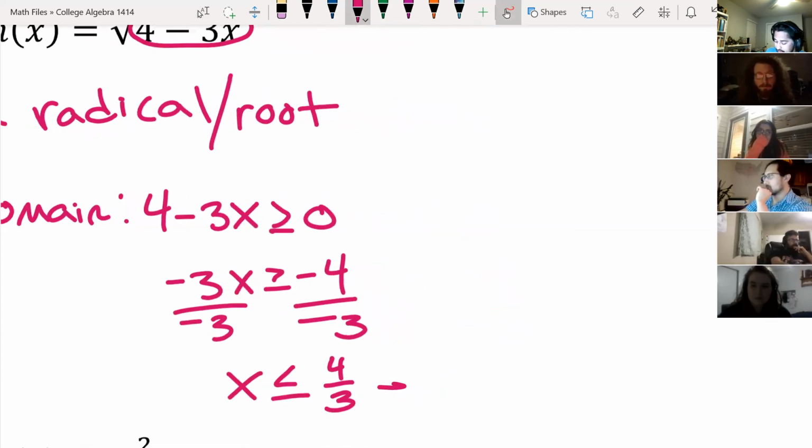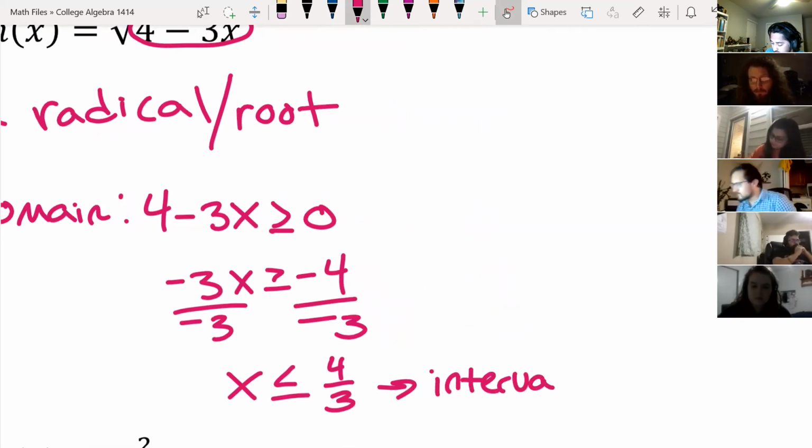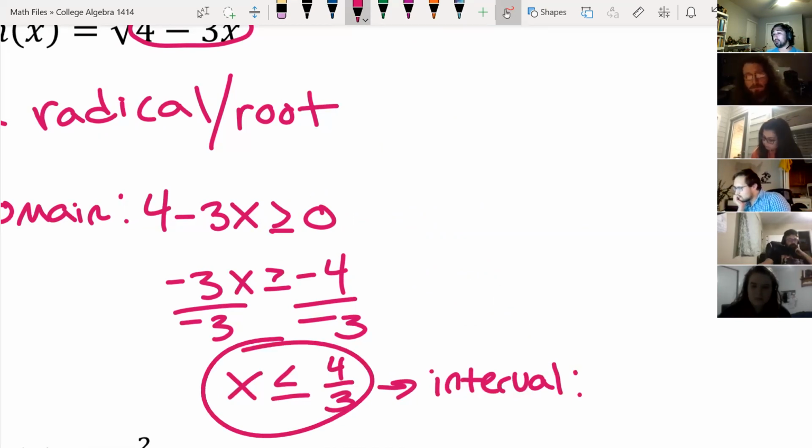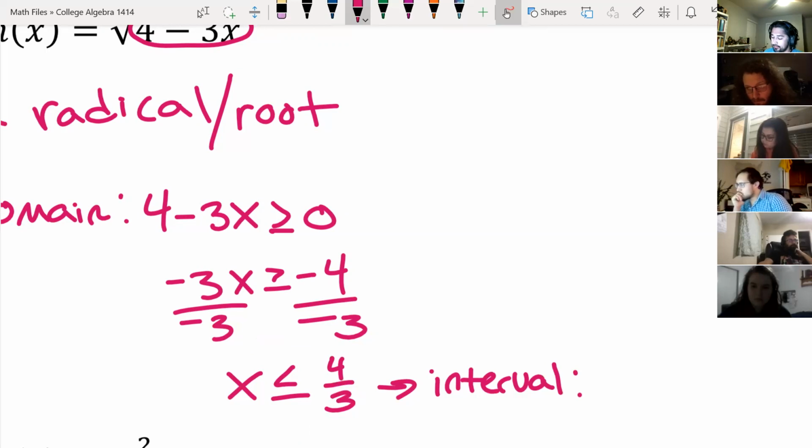All right. Now let's put this into interval notation. What this inequality is telling us is that we have to be less than or equal to 4/3. So what number do you think I start at? Negative infinity. Good. Negative infinity.